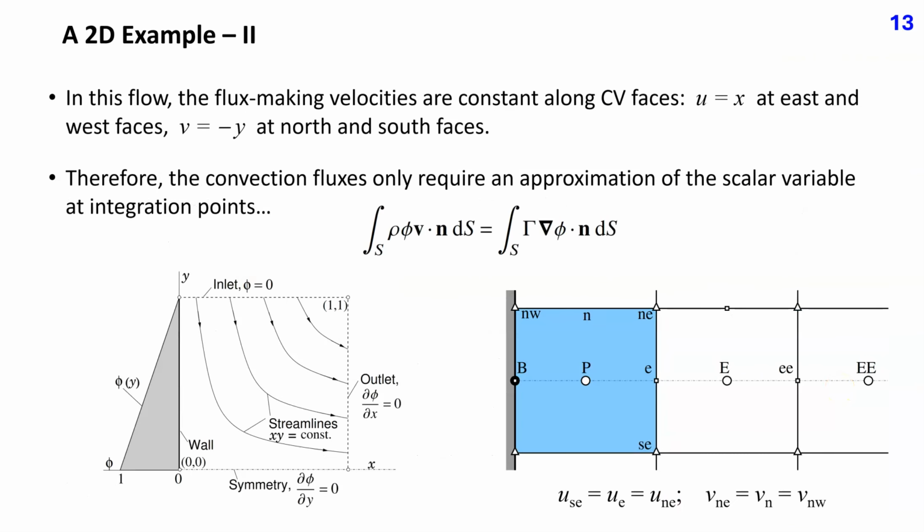A nice feature of the flow in this test case is that the flux-making velocity component is constant along a cell face. At all east cell faces, u equal x applies, and at all north faces, v equal minus y applies. This means that when computing convection fluxes, the only variable that needs to be approximated is the scalar phi. Density and velocity are both constant over each face.